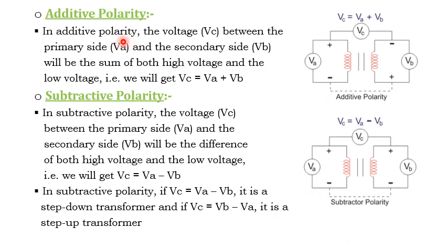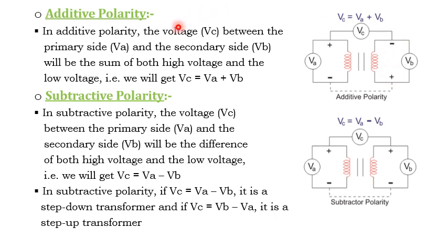Let us discuss both types of polarities, that is additive polarity and subtractive polarity. This is a circuit representation of additive polarity. This is the primary winding of a transformer and the secondary winding of a transformer. In the primary winding, one terminal has a positive potential, another terminal has a negative potential. Similarly, in the secondary winding, one side has a negative potential, another side has a positive potential.